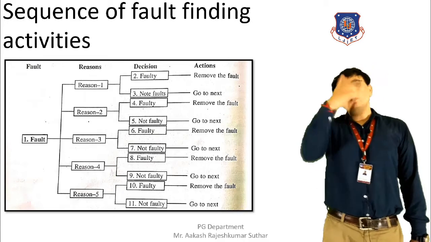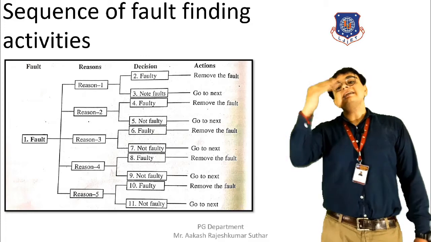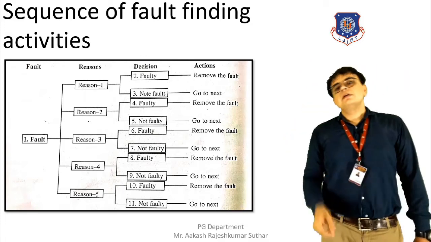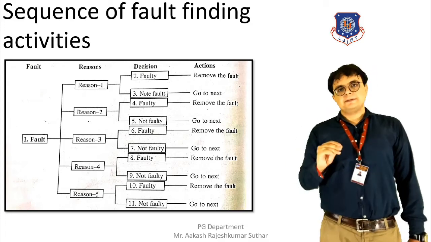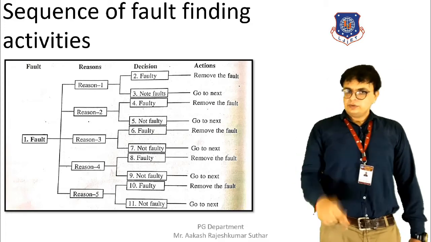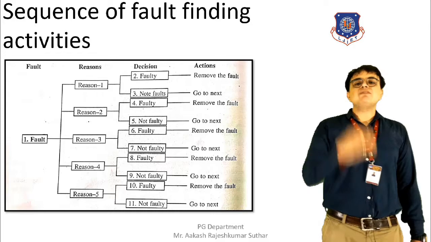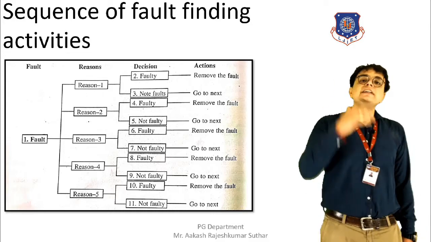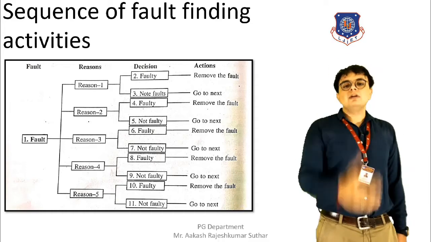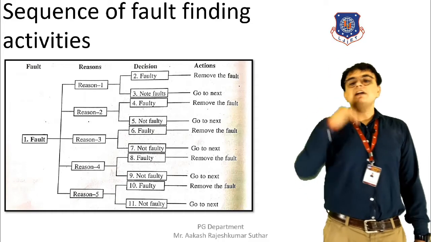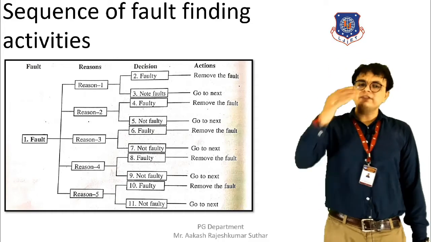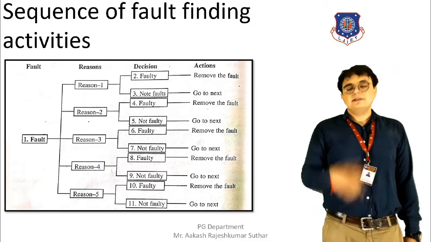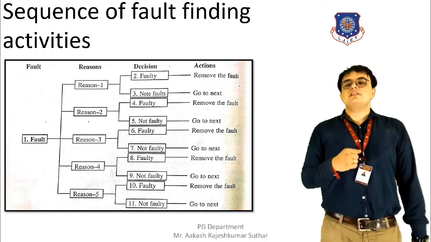And accordingly we need to take certain decisions. Based on the decisions only, we need to take the final actions. So in reason 1, if it was found faulty, then the action will be that we need to remove that fault. And if reason 1 is not a fault, then we should go towards the next reason.